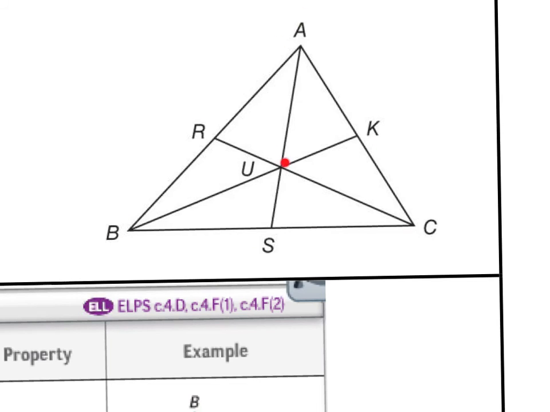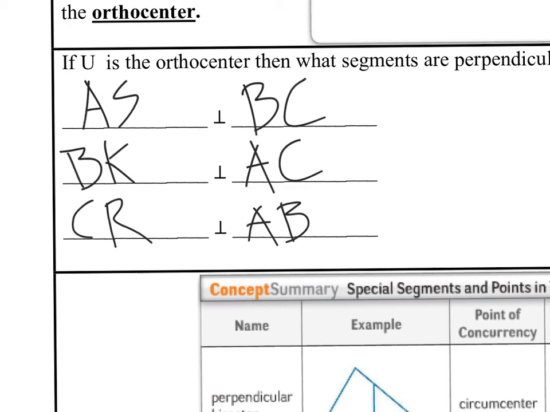So if point U is the orthocenter, then that means line AS is going to be an altitude, and so that means it's going to be perpendicular to BC. And CR would be an altitude, and that would be perpendicular to side AB. And then BK would be an altitude, and that would be perpendicular to side AC. That's pretty much all I'm doing in this example here. But if you want, I wrote it down right there, and you can pause and write it down in your notes as well.